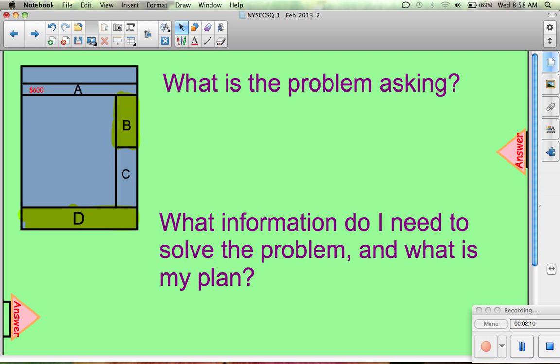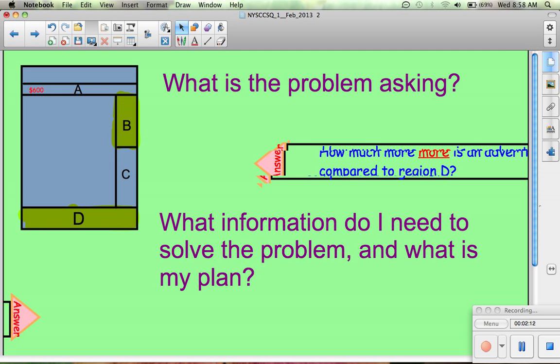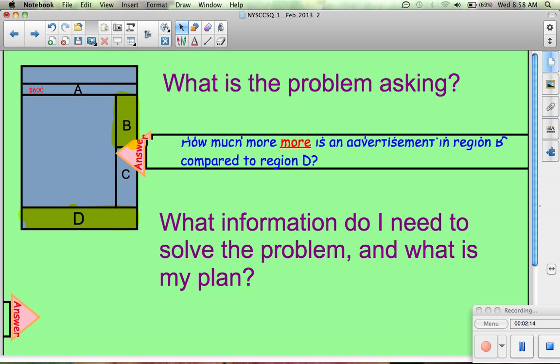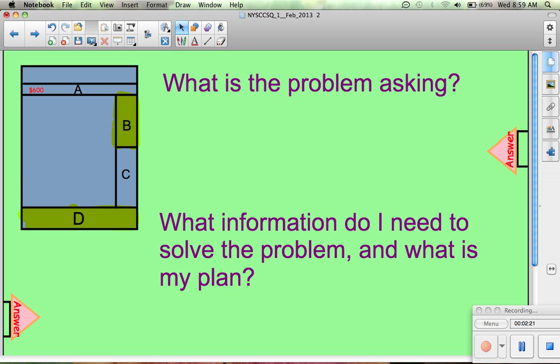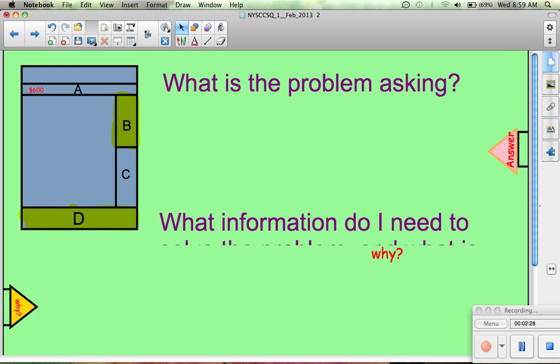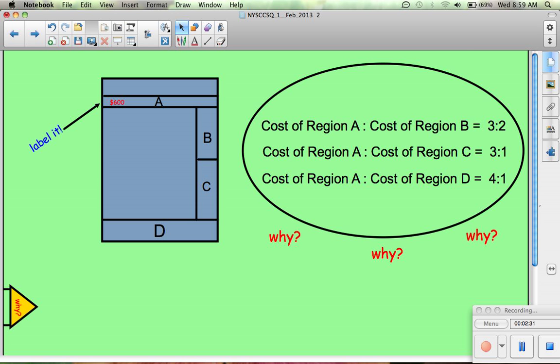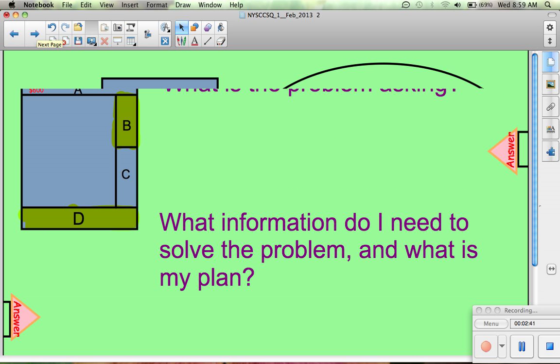What is the problem asking? How much more is an advertisement in region B compared to region D? What information do I need to solve the problem, and what is my plan? Well, on the previous page, I had jotted down the information that I needed. Now, if it's a multiple choice question on a test, you would simply underline the critical information or circle it and label your diagram. That's always helpful as well. So we put our $600 and we know those are the ratios.